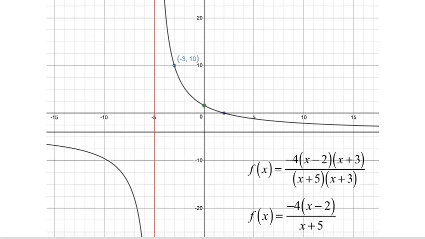Pretty darn good. And again, if you want more points, you can get them, but my main focus is that you understand the behavior of the functions. And that will complete this lesson.